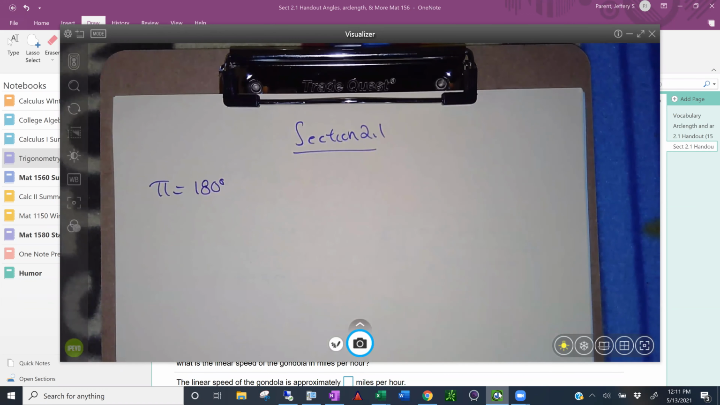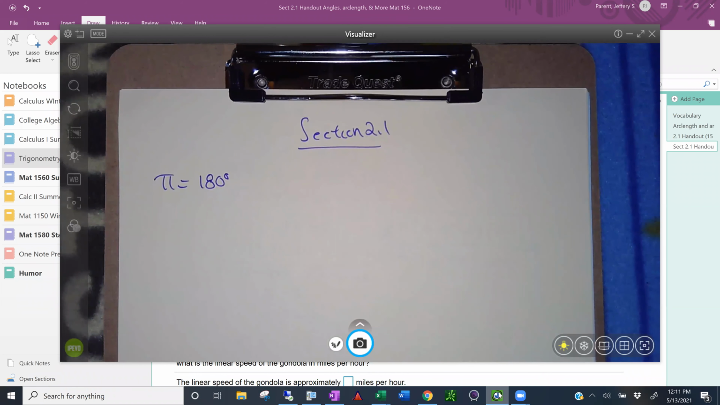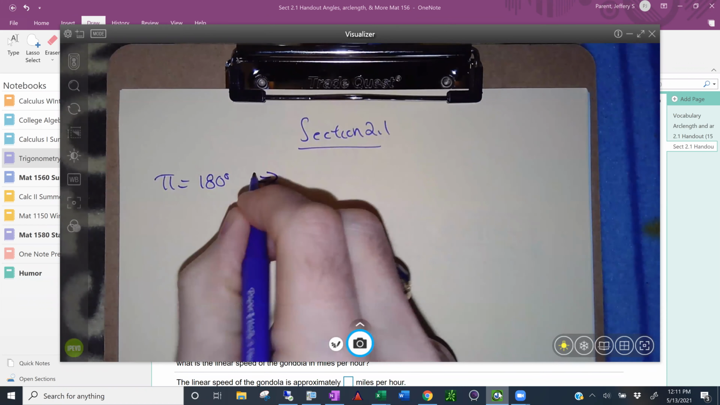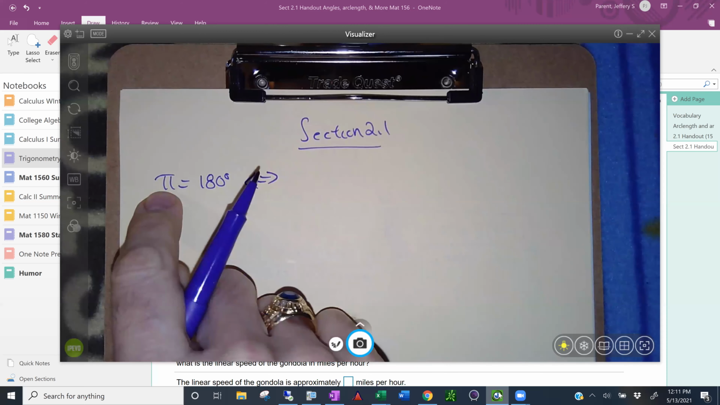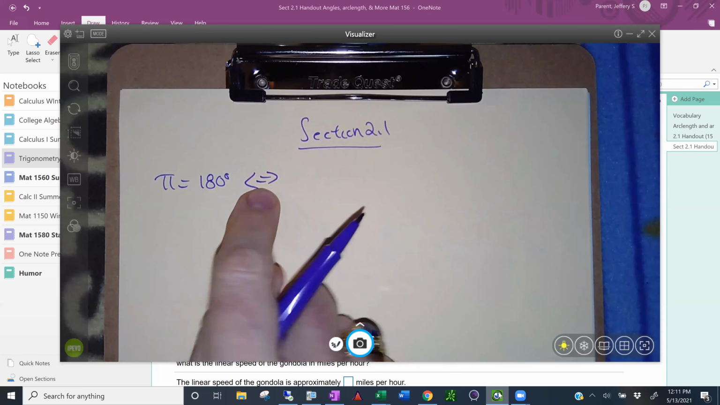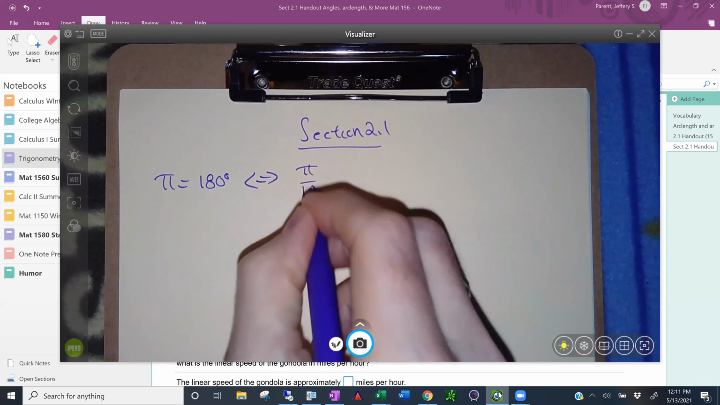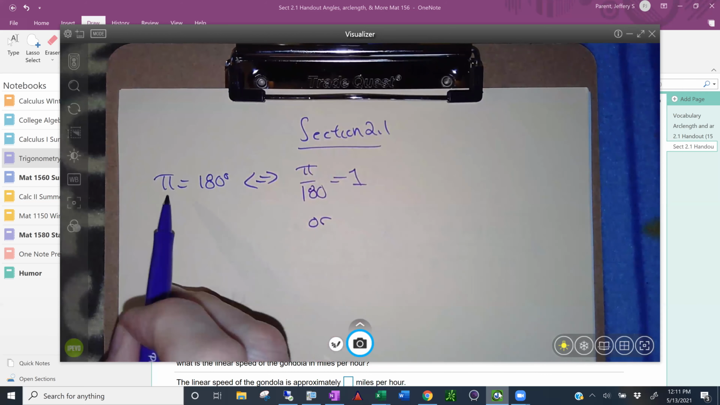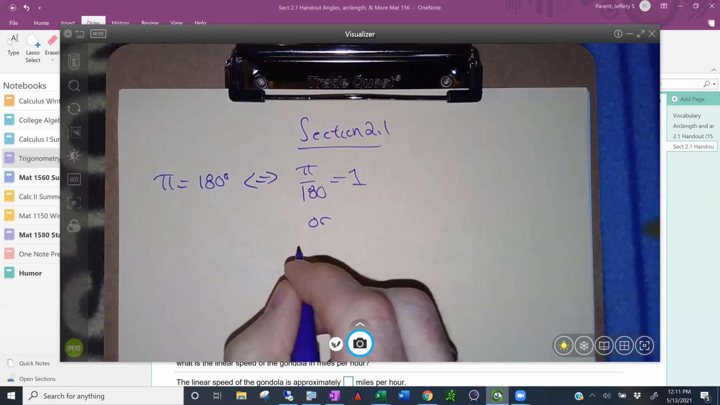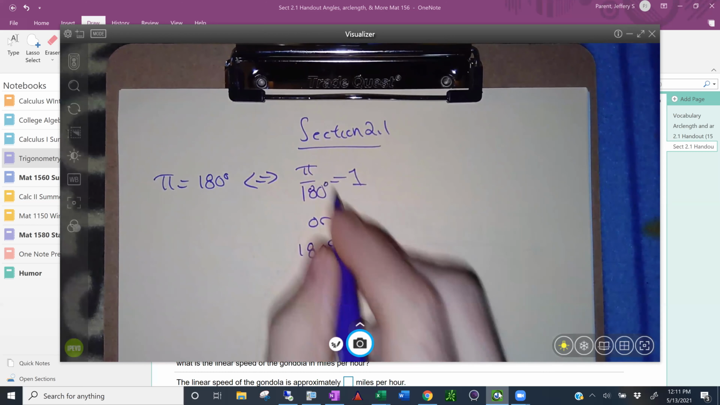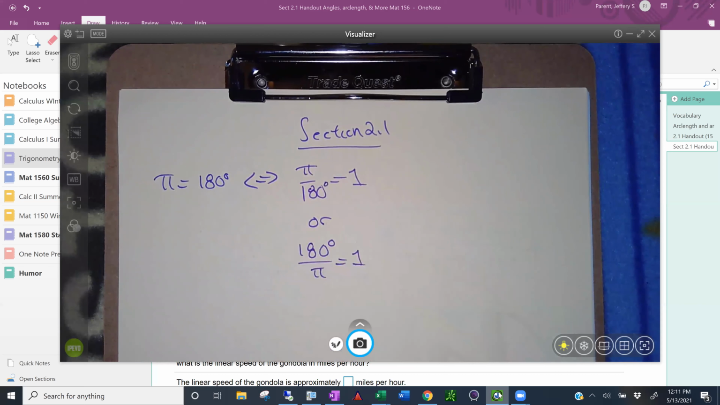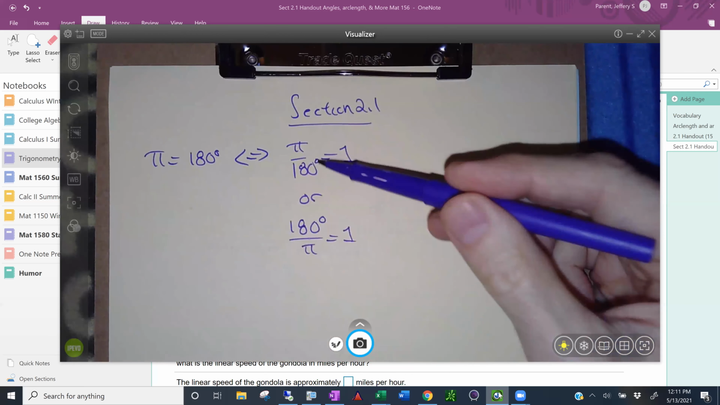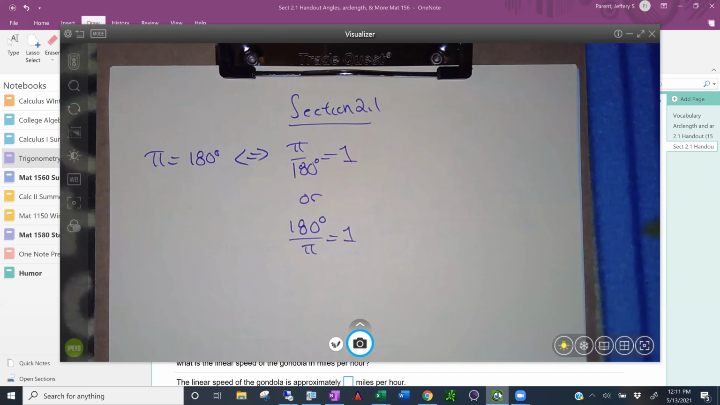And that's great because we can use this to convert between radians and degrees if necessary. Because of this relationship, if I divide both sides by 180 degrees, this is equivalent to pi over 180 equals 1. Or if I divide by pi, then I get 180 degrees divided by pi equals 1. So these are two different names for the number 1. And why do I care about that? Well, because this allows me to convert between radians and degrees.